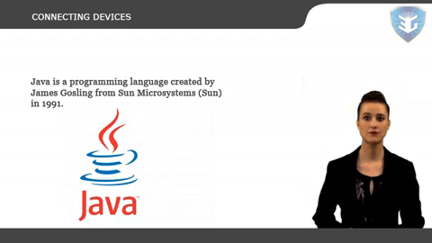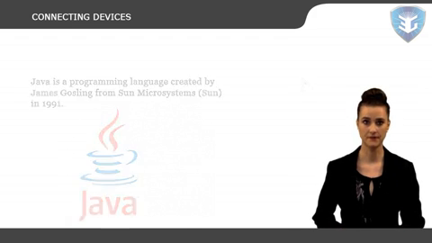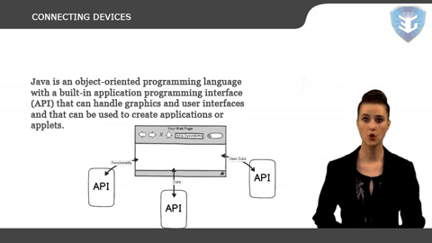Over time, new enhanced versions of Java have been released. The current version of Java is Java 1.7, which is also known as Java 7. Java is an object-oriented programming language with a built-in Application Programming Interface, API, that can handle graphics and user interfaces, and that can be used to create applications or applets. Because of its rich set of APIs, similar to Macintosh and Windows, and its platform independence, Java can also be thought of as a platform in itself. Java also has standard libraries for doing mathematics.